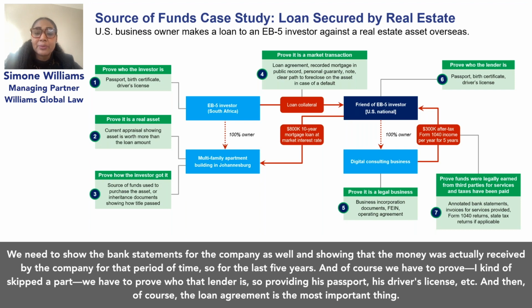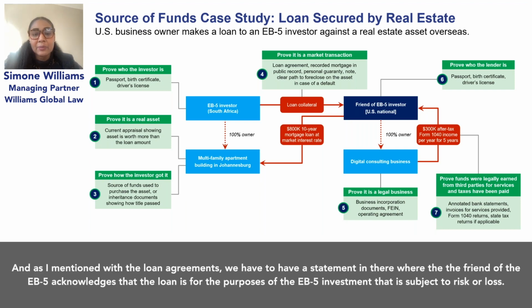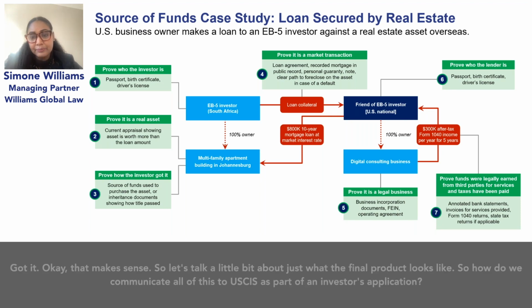And of course, I kind of skipped a part, we have to prove who that lender is. So providing his passport, his driver's license, etc. And then of course, the loan agreement is the most important thing. As I mentioned with the loan agreements, we have to have a statement in there where the friend of the EB-5 investor acknowledges that the loan is for the purposes of the EB-5 investment that is subject to risk or loss. Got it. Okay, that makes sense.